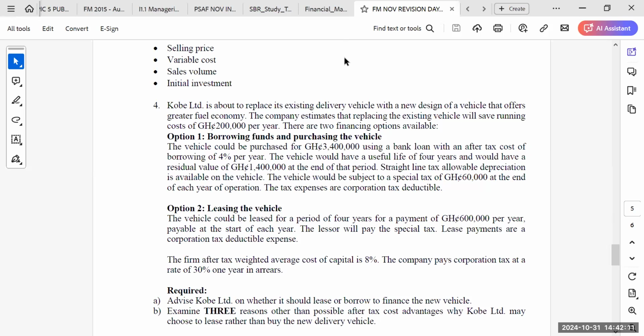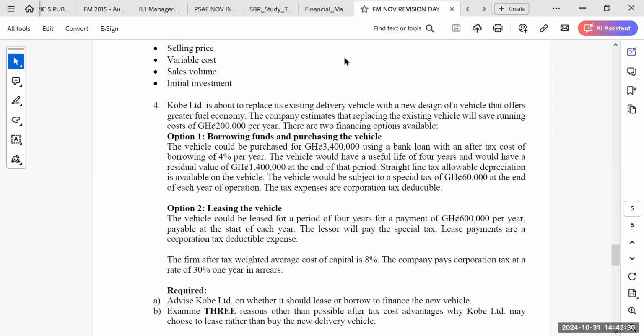Okay. So they are saying that the company is about to replace its existing delivery vehicle with a new design of vehicle that offers greater fuel economy. The company estimates that replacing the existing vehicle will save running costs of 200,000 per year.